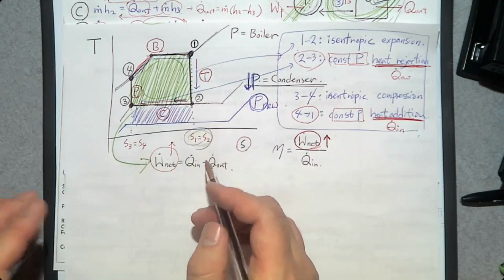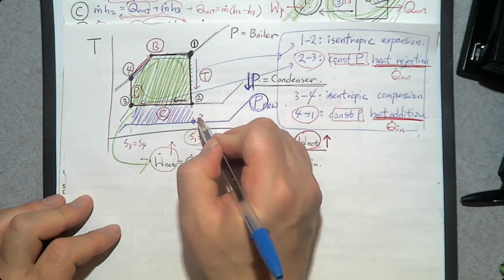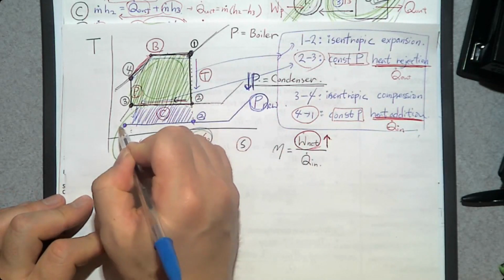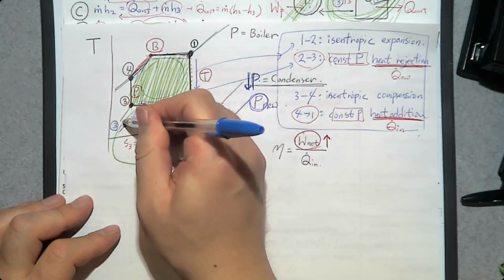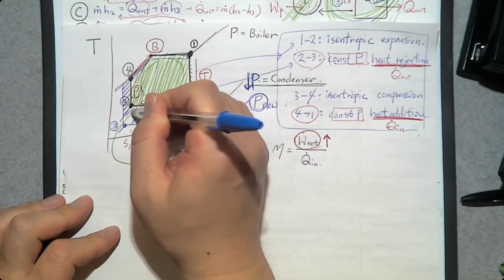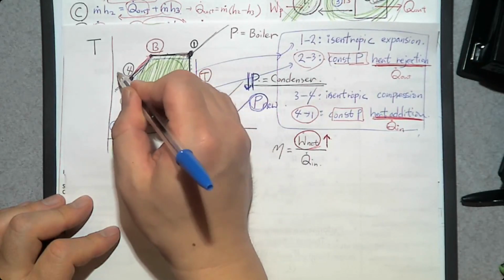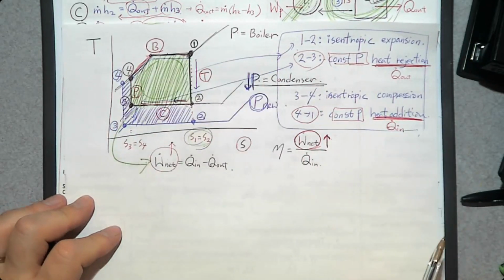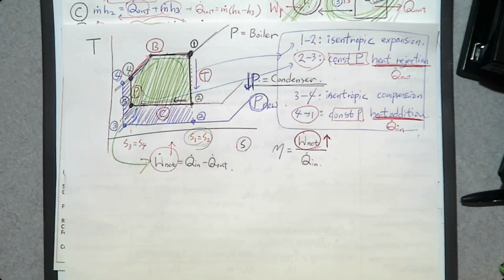Not just by this much, because this is new number 2, this is new number 3. So there's an additional work you can produce by this much. There's a new number 4. So if you decrease the condenser pressure, you can increase the net work production, net power production by this much.